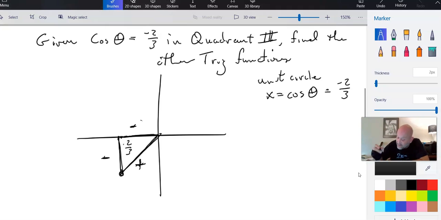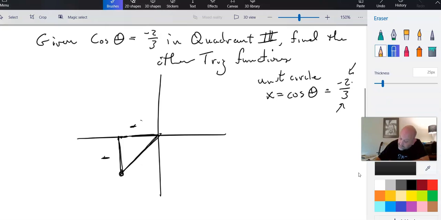The fact that we're told cosine is 2/3, we can actually cheat here and just act like this is the previous kind of problem, and that is the adjacent side, and that is the hypotenuse. So I'm going to change it to this. I'm going to change this to +3, and I'm going to change the adjacent side to -2.